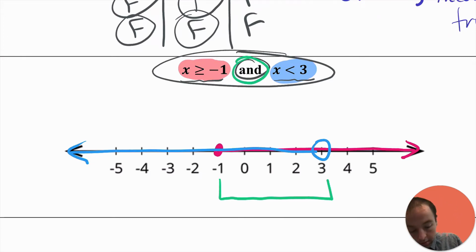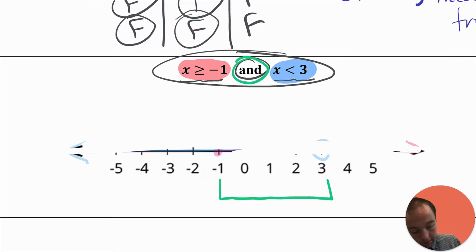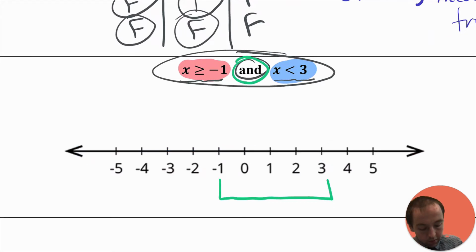So what I'm going to do is erase all of that because that helps you see and understand what's going on. But really, we should only have the following set of numbers between -1 and 3. So notice the dots that I made, right? We're going to include the -1 but exclude the 3.